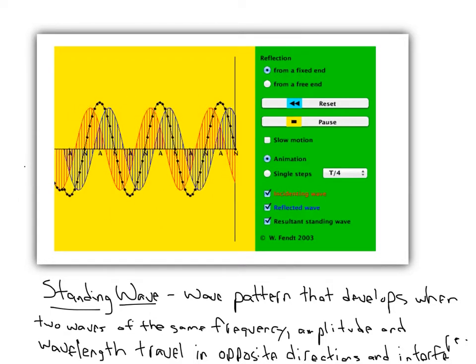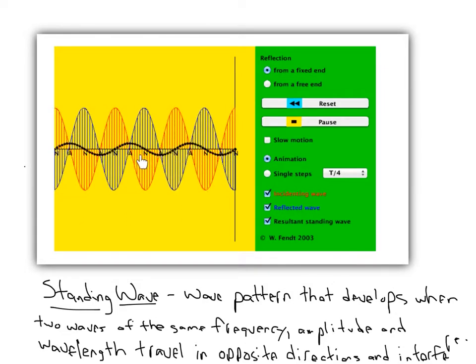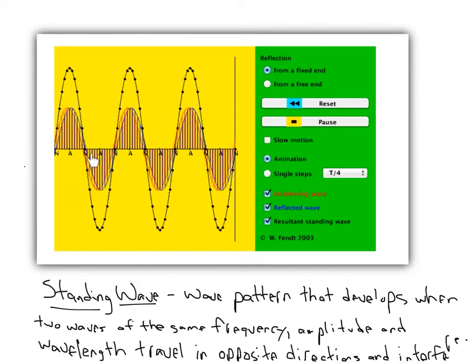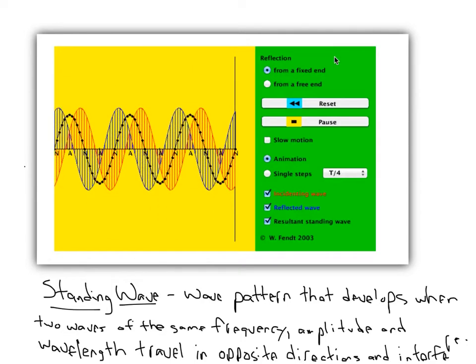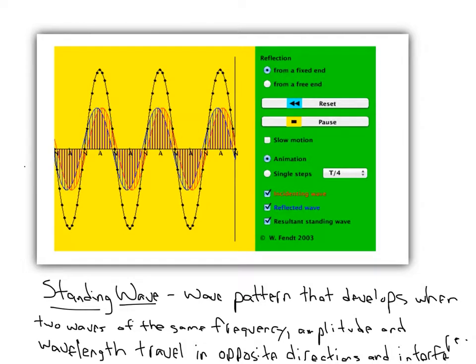And there are points on the string, here, here, here, here, here, and here, where the slinky or the string itself doesn't move. Those points are called nodes. Those are places where destructive interference occurs and the string doesn't move. Then there are places here where there's maximum amplitude. Those are called antinodes.